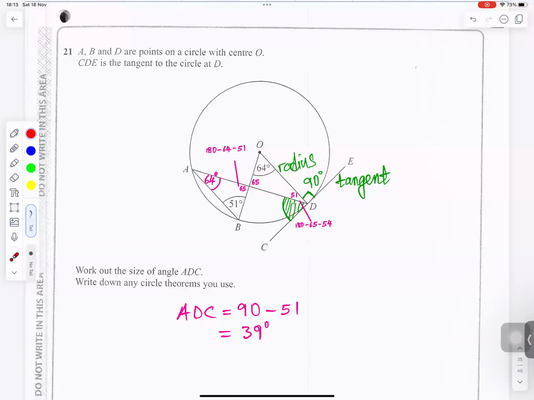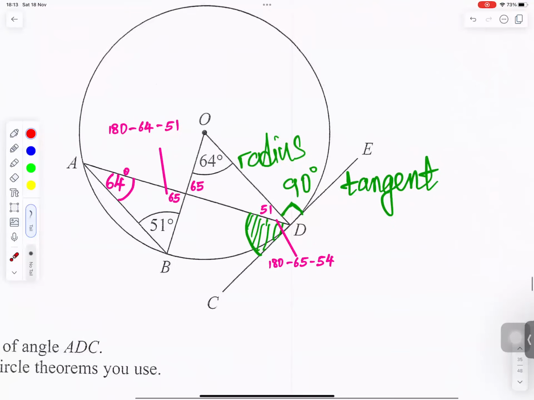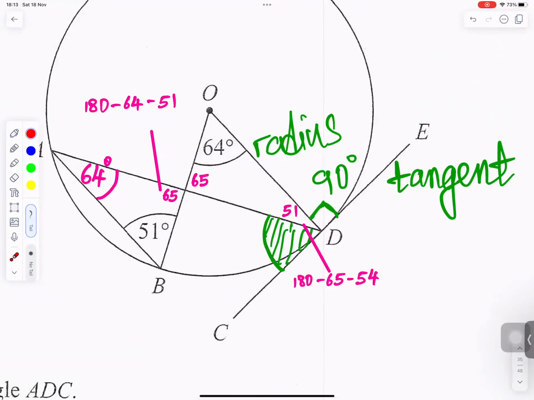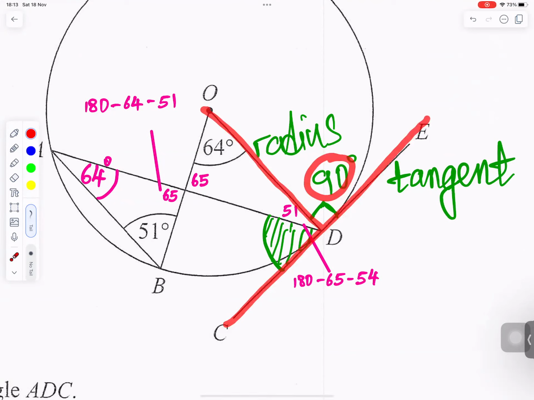A, B, and D are points on the circle with center O. CD is a tangent to the circle at D. Work out the size of angle ADC and write the theorems. So let me zoom into the diagram a bit. So this line is a tangent, and that is a radius. So that means this is 90 degrees, that angle. Because radius and tangent, they meet at 90 degrees.